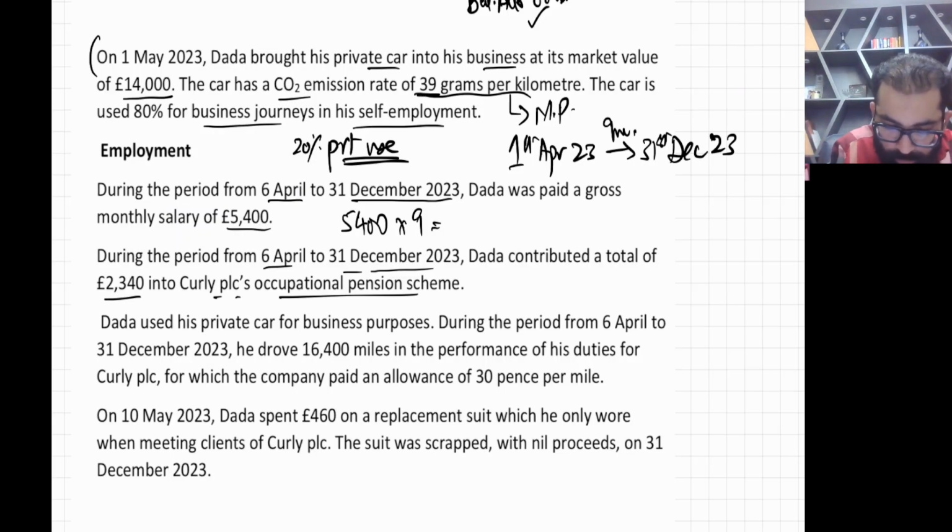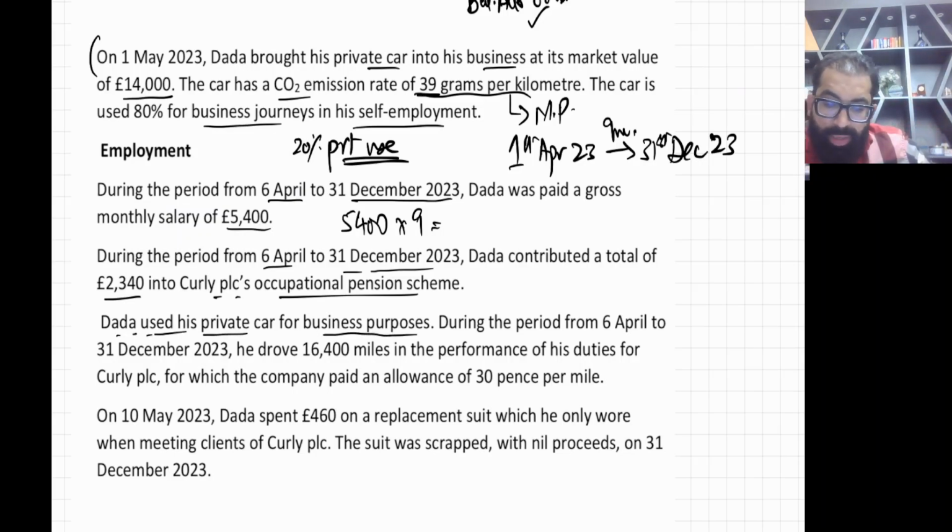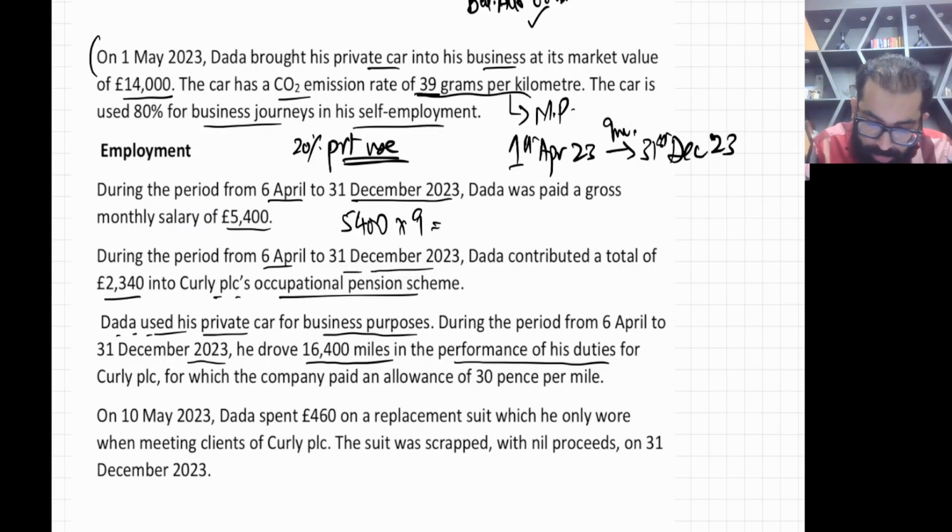Then Dada used his private car for business purposes. You can see during the year, from 6th April to 31st December 23, he drove 16,400 miles in the performance of his duties. Mileage allowance topic: for Curly PLC, the company paid an allowance of 30 pence per mile.